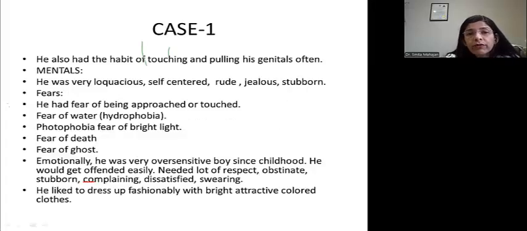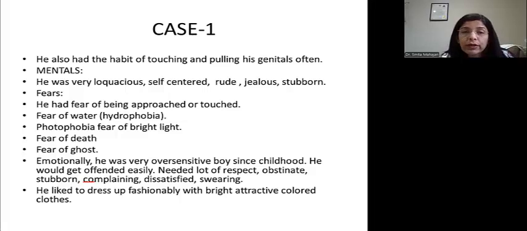He also had the habit of touching and pulling his genitals often. This was also shared by his mom, that he handles his genitals and does that in front of anybody, even in class. The teacher has also complained about that, which was very embarrassing for the parents to say. His mental traits were that he was very loquacious, self-centered, rude, jealous and stubborn. He was very stubborn.